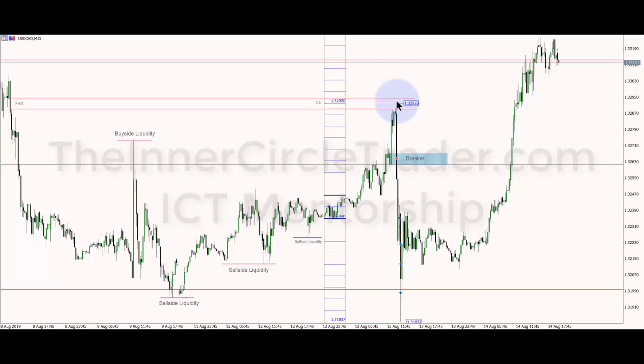But I saw it hit this level. It was consequent encroachment of the fair value gap. Beautiful, beautiful overlap. And then my mind said, okay, well, it's going to be an expansion on the downside, reaching for liquidity. So where's the liquidity at? Asian range lows, liquidity pool, liquidity pool, liquidity pool. So as it trades down, I don't know if it's going to go down and hit those.